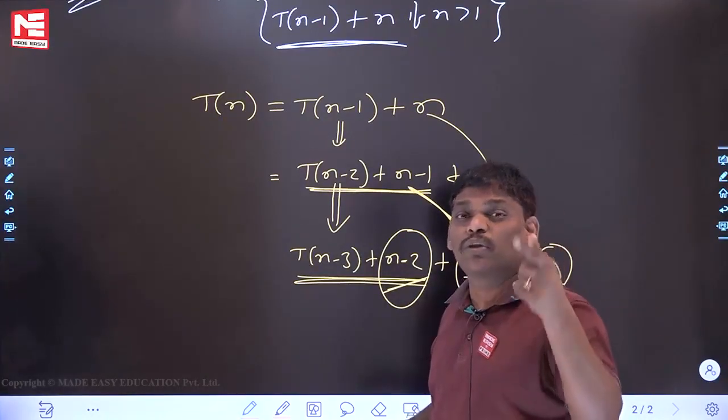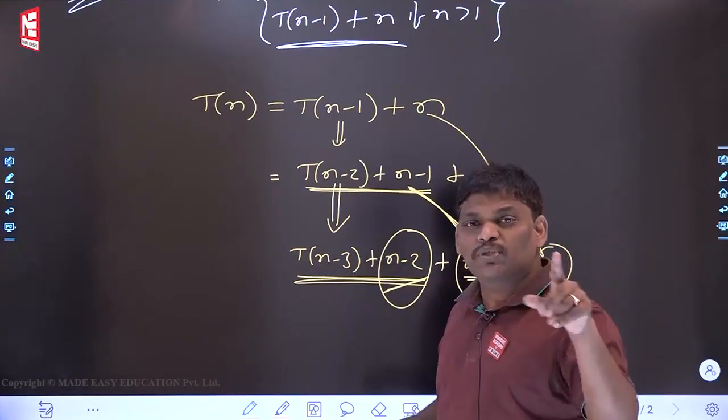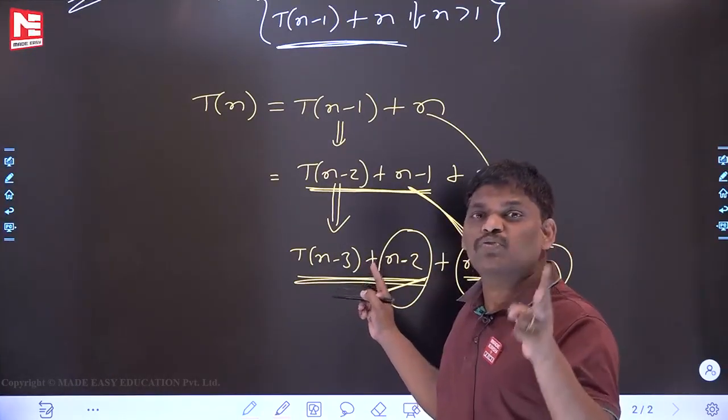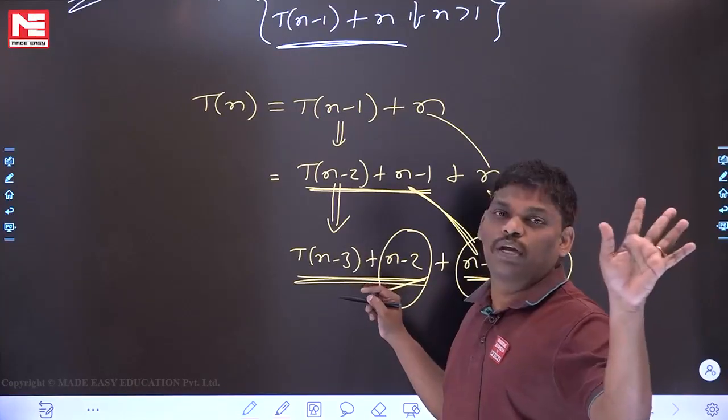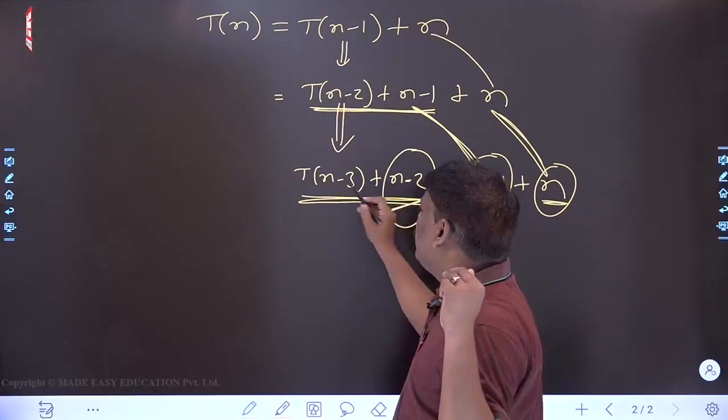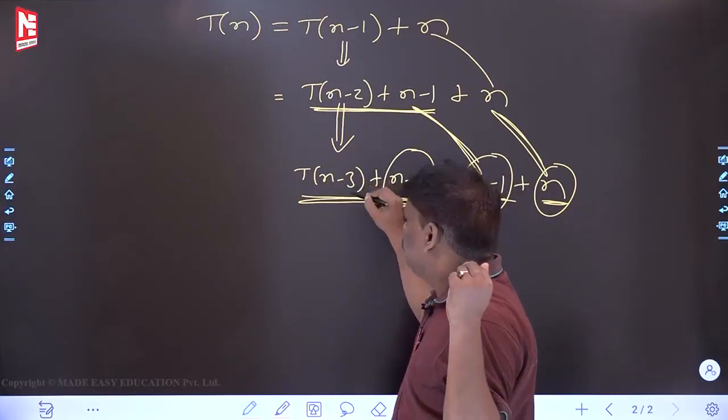Please be careful, and one more thing. After 3 times substitution is completed, let's check what is going on. Can you help me now? If I do 3 times, I got n minus 3. Right?